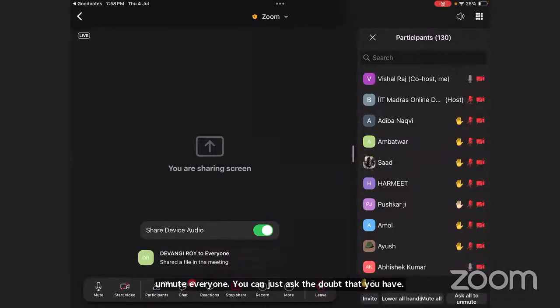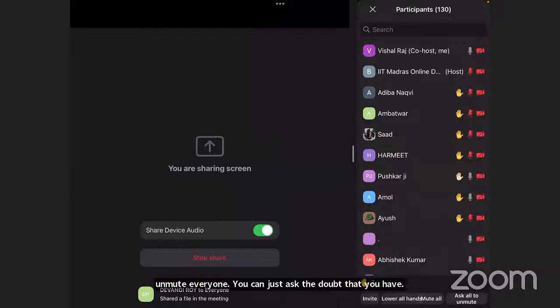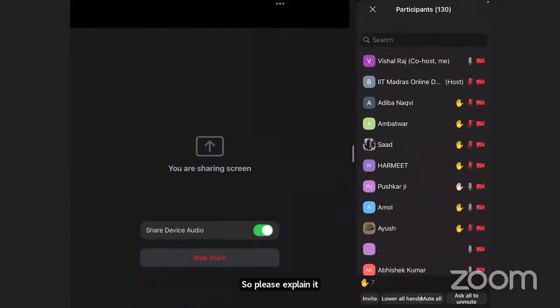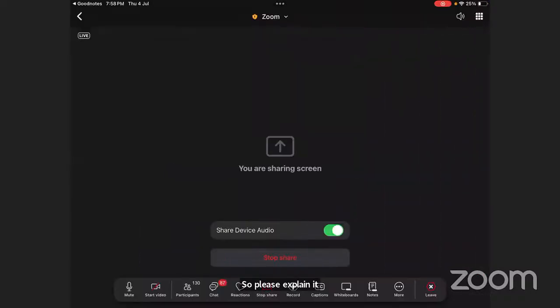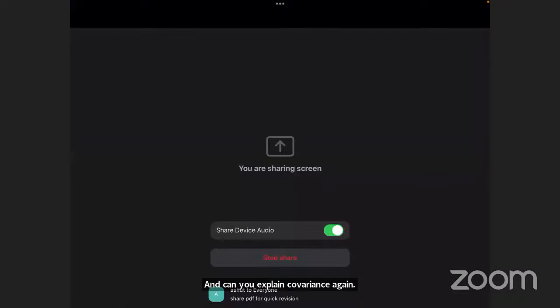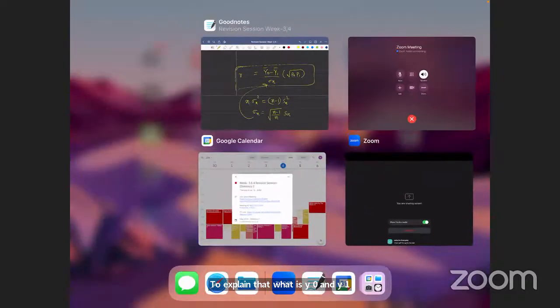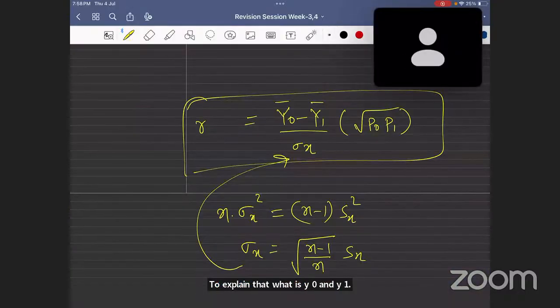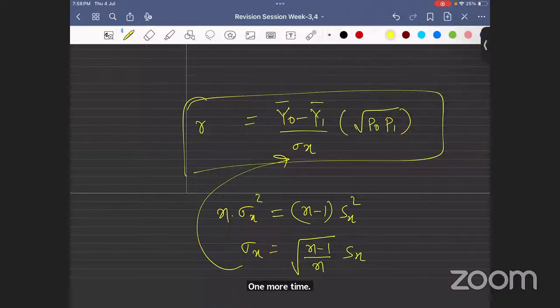Sir, please explain it with the example. Sir, can you explain my doubt in graded assignment of week 4? Sir, can you explain covariance again? Can you explain what is y0 and y1, please? One more time. Sir, are we going to have the doubt classes sometime later, because there is going to be a math class as well?